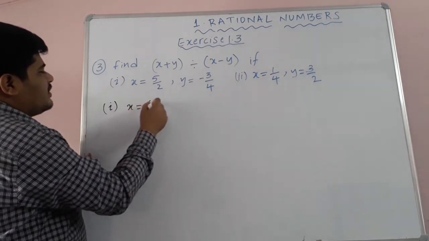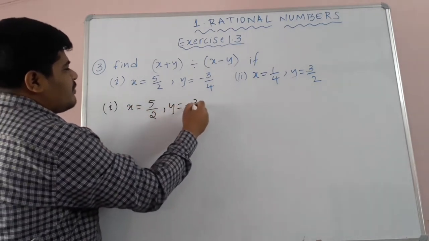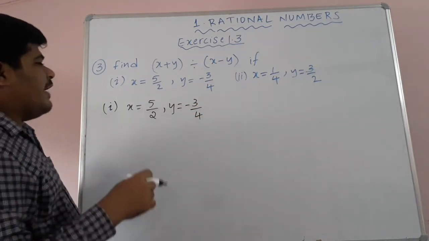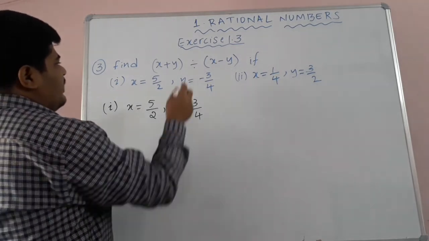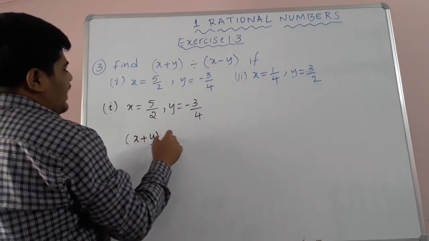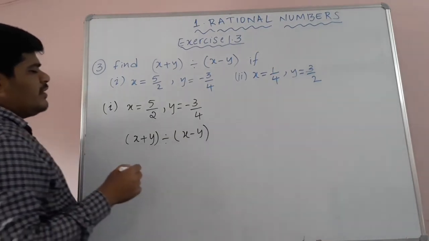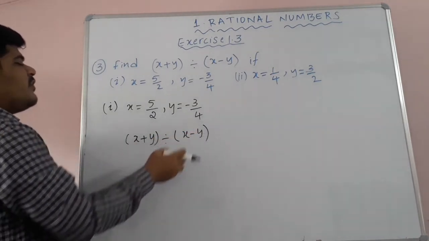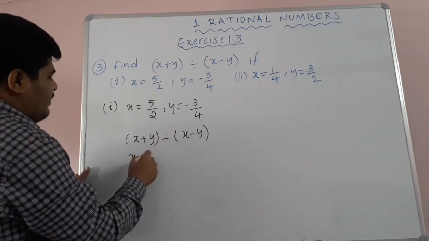X is equal to 5 by 2 and y is equal to minus 3 by 4. So children, now we need to find x plus y divided by x minus y. First let's find the x plus y value, then x minus y, and then we can substitute to get the answer. So first I am finding the x plus y value.